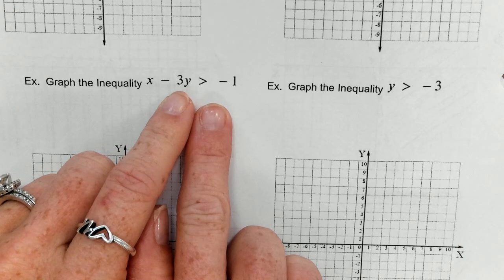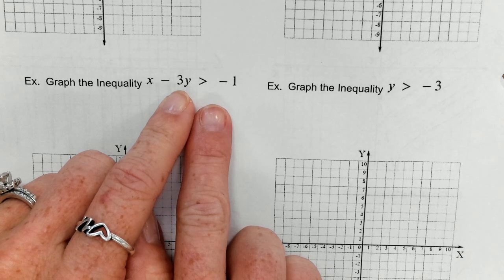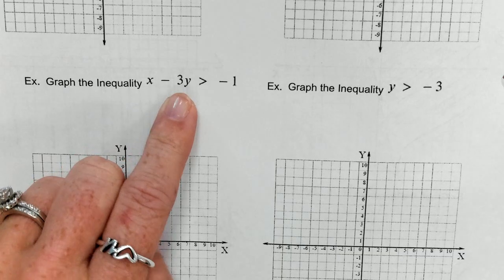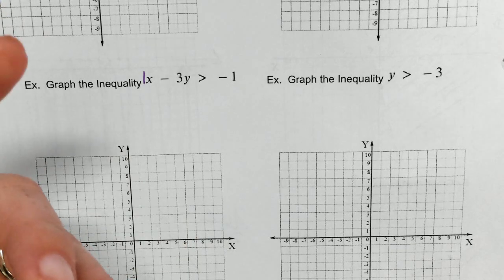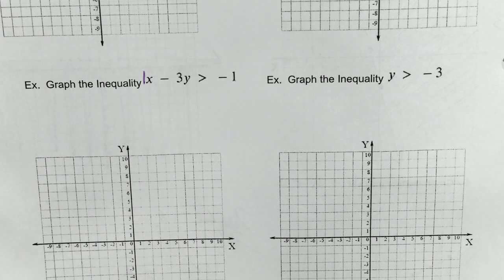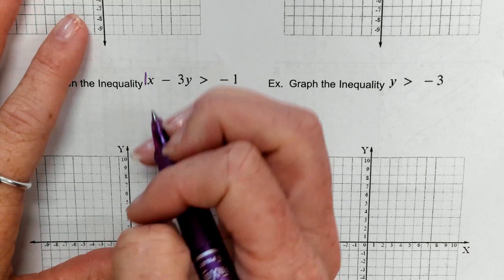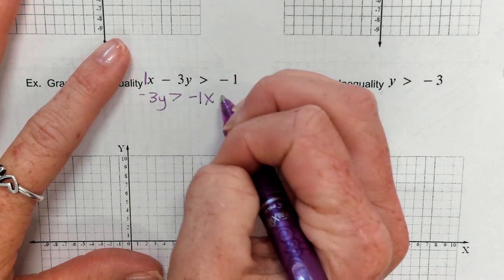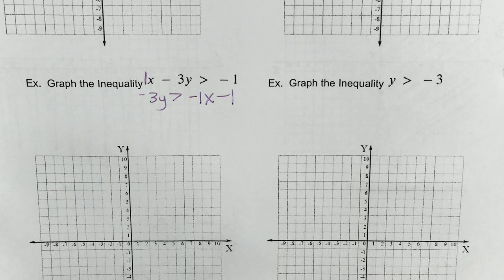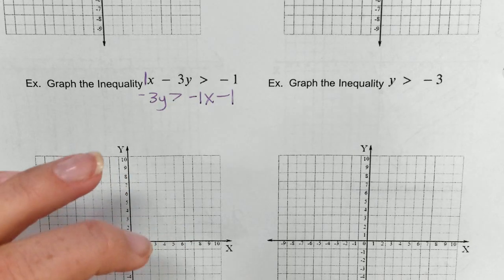Because the coefficient of y is a negative. So when I get rid of that -3, what's going to eventually happen? I'm going to have to flip my sign. So let's go do this together. What coefficient does x have? 1. Do we care about the coefficient of x being positive or negative? No. How do I get rid of a positive 1x? Minus 1x. So I have -3y is greater than -1x minus 1. And right here is where you should realize your sign is going to flip.